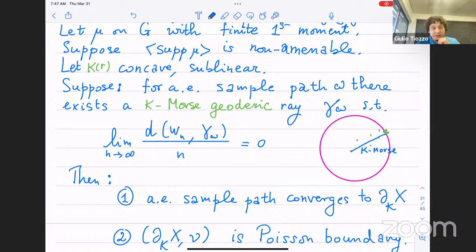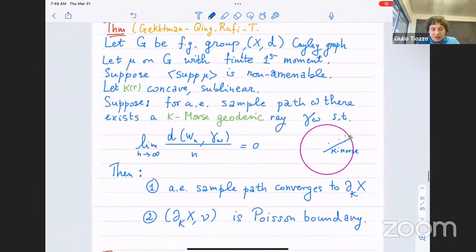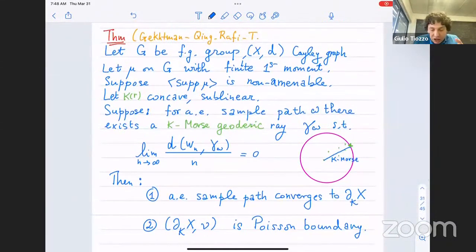If you have these two things, what happens is that, first of all, the sample path converges to your kappa boundary. And secondly, the sublinear tracking property tells you that this boundary with this measure is indeed a model for the Poisson boundary. So this is the general criterion, and it's not hard to prove once you set it up like this. It follows pretty closely from the sublinear tracking criterion that I mentioned yesterday, and I will explain more about that.